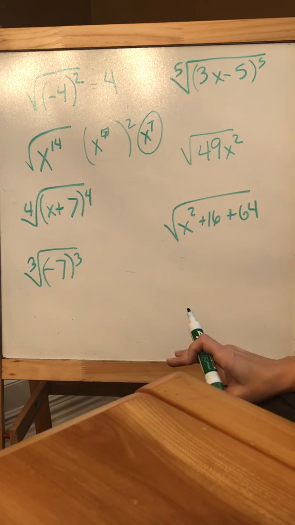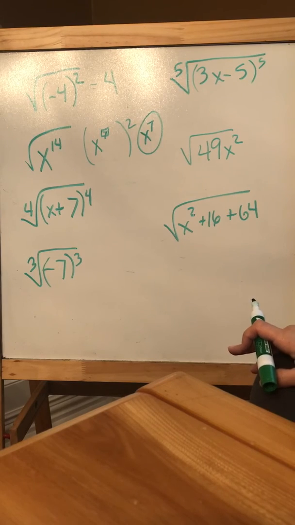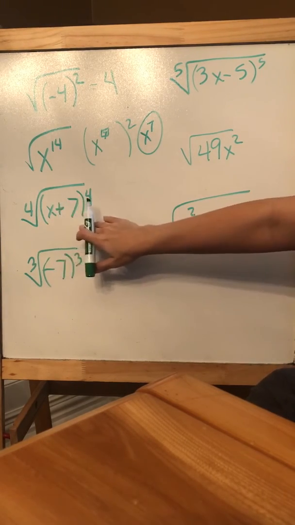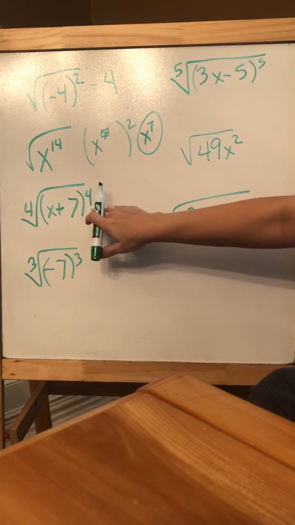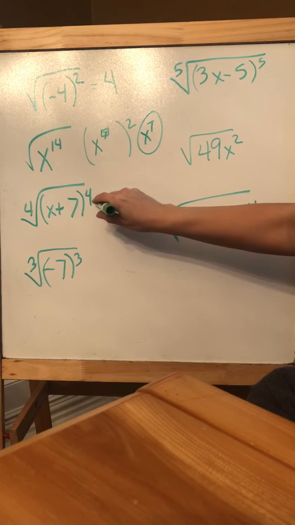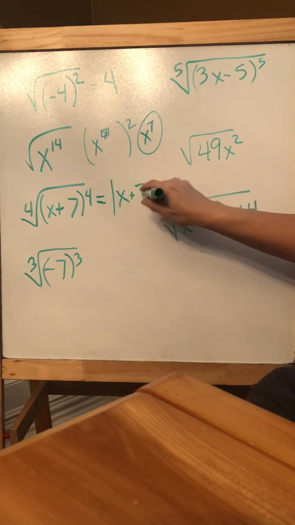The 4th root of x plus 7 taken to the 4th. Okay, so we don't know the value here, and this is an even root. We have a variable here, so we don't know the value. So your answer is going to be the absolute value of x plus 7.